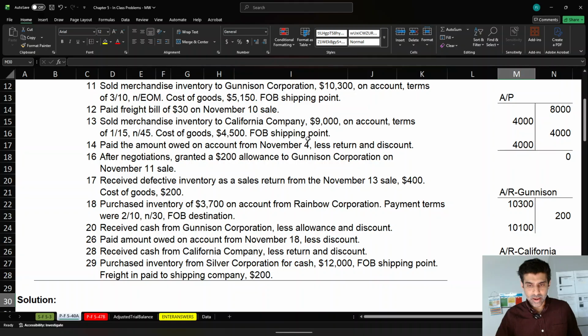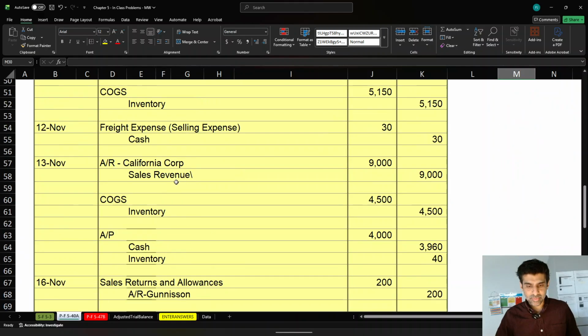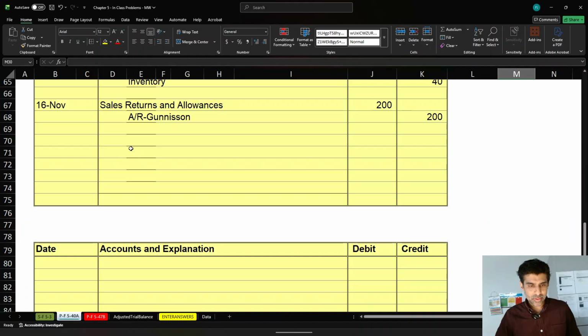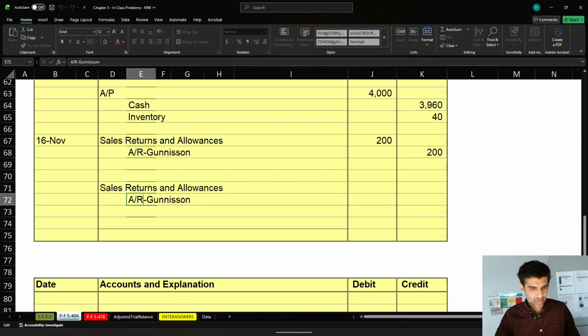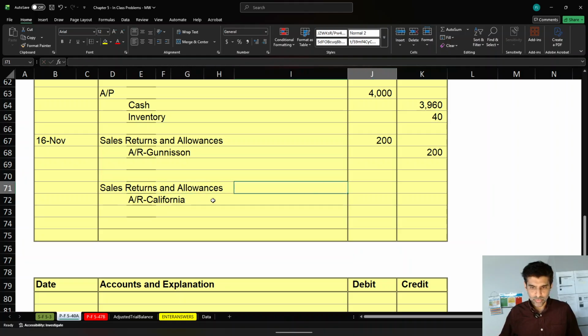Okay, and then it's going to be the same kind of transaction as we had here, at least this first half. It's going to be AR California instead. Okay, so 400, 400.